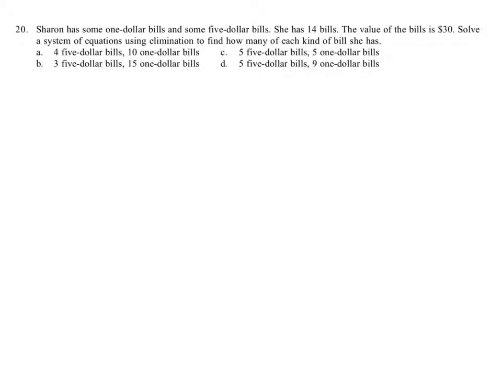All right, Sharon has some $1 bills and some $5 bills. The total number of bills is 14. She has 14 bills, and the value of the bills is $30. So we're going to write and solve a system of equations using elimination to find out how many of each kind of bill she has.